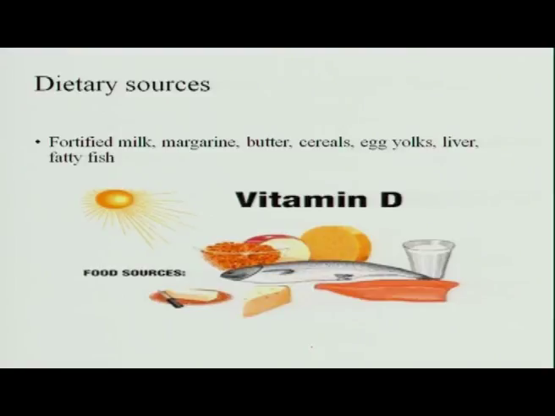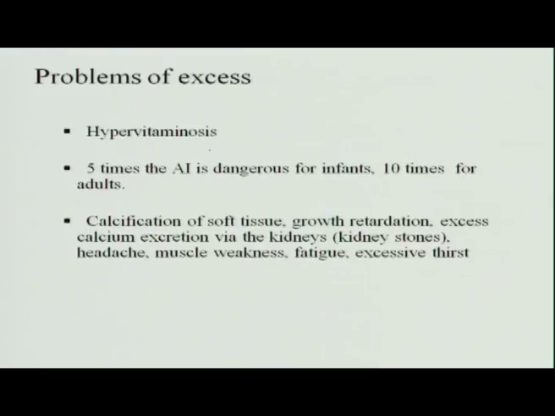The various dietary sources of vitamin D are: the main source is the sunlight, and from the food sources you have the fortified milk. Milk is fortified with vitamin D. Then you have margarine, butter, cereals, egg yolk, liver and fatty fish. So milk and margarine are fortified with vitamin D so that the body gets sufficient amount of vitamin D.